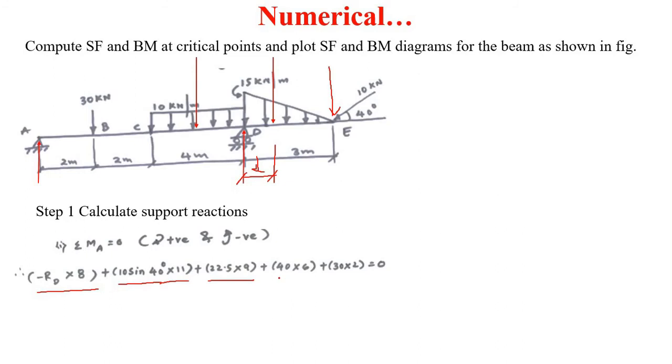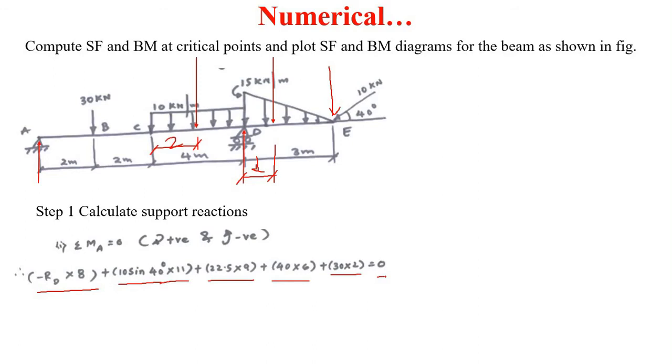Therefore 40 into this distance: 2 plus 2, and again this will be at a distance of 2 meter here, so 2 plus 2 plus 2, 6. Okay, 40 into 6. Then again this 30 kilonewton will try to rotate in the clockwise direction, so it will be plus 30 kilonewton into the perpendicular distance, that is 2 meter. Plus 30 into 2, and the summation of all these moments is equal to 0.